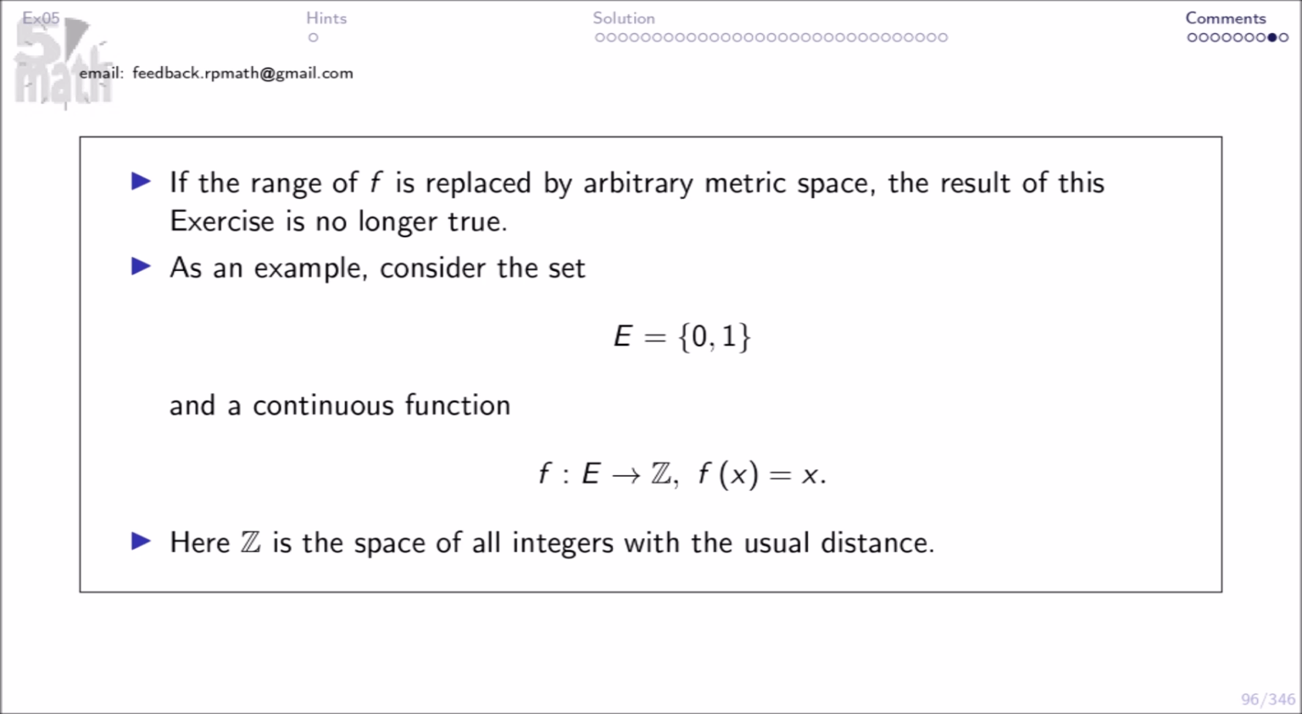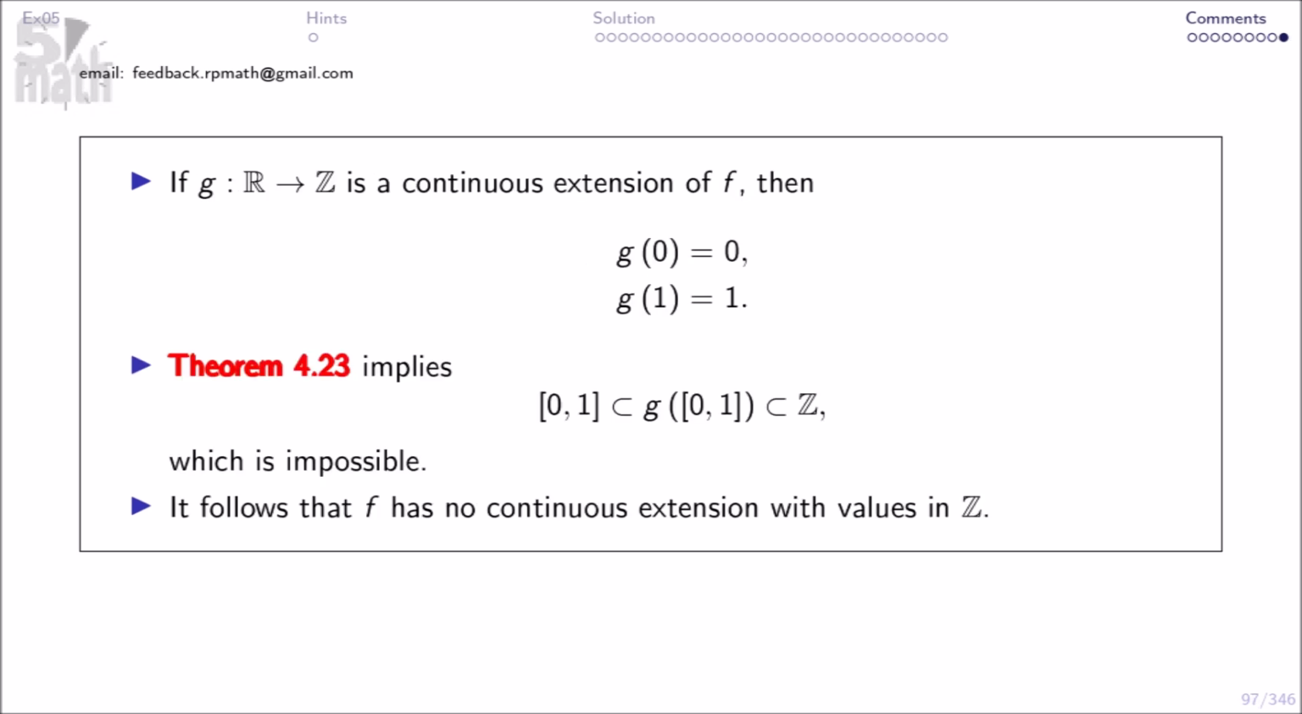If the range of f is replaced by arbitrary metric space, the result of this exercise is no longer true. As an example, consider the set here and a continuous function here. Here z is the space of all integers with the usual distance. If g here is a continuous extension of f, then g of 0 equals 0, g of 1 equals 1. Theorem 423 implies this, which is impossible. It follows that f has no continuous extension with values in z.